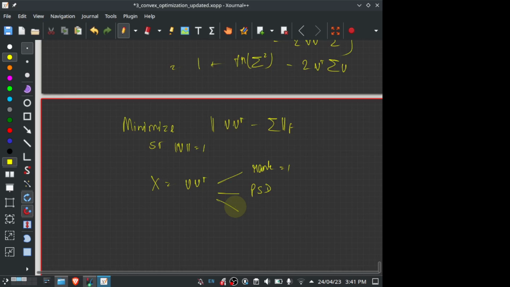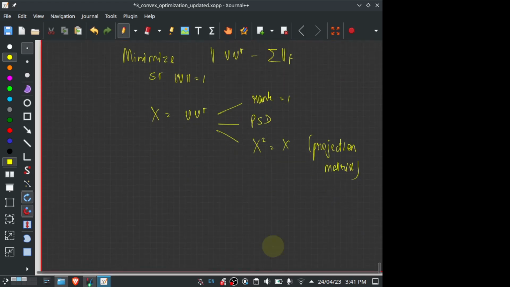What is X times X equal to? X times X equal to X itself. So does such an operator have a name? The projection matrix. So X square equal to X. So it's a projection matrix. Okay, that's good. Anything else?